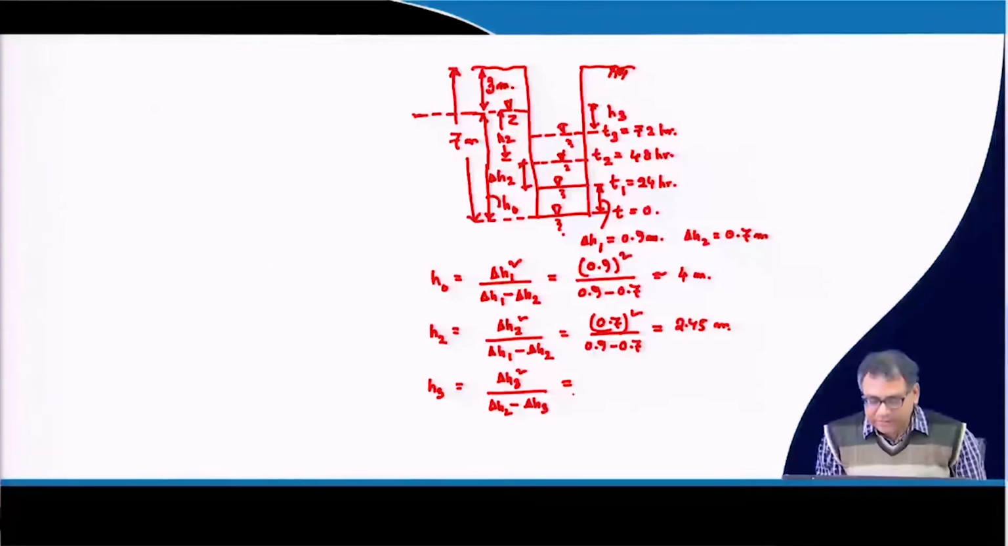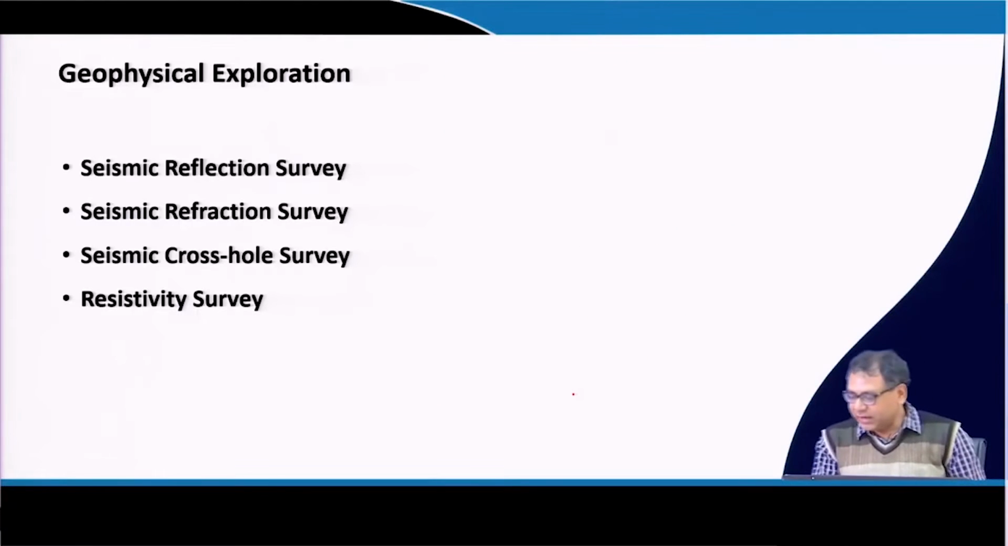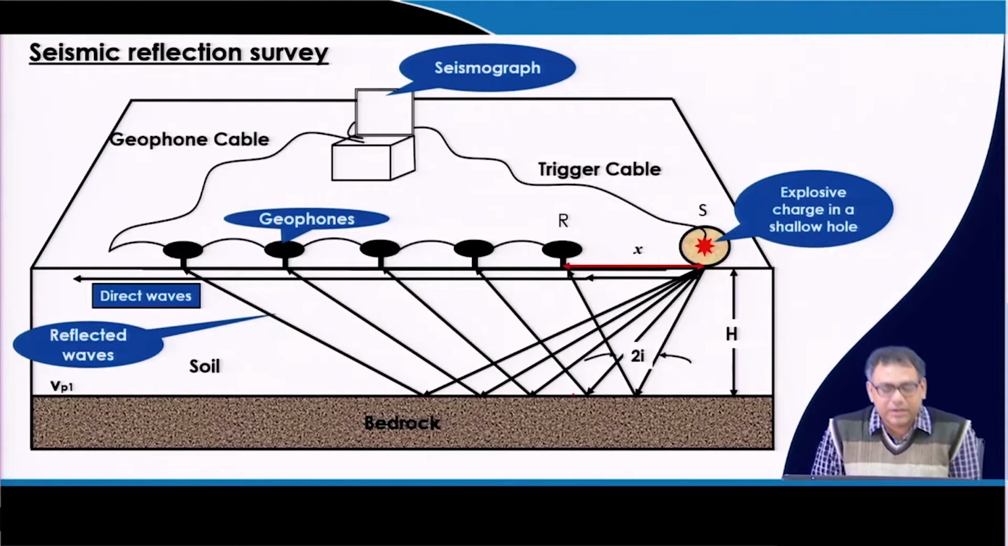Now, in the next part I will start about the geophysical exploration. First I will discuss the seismic reflection survey, then seismic refraction survey, then seismic cross-hole survey, and then resistivity survey. So, now what is seismic reflection survey?